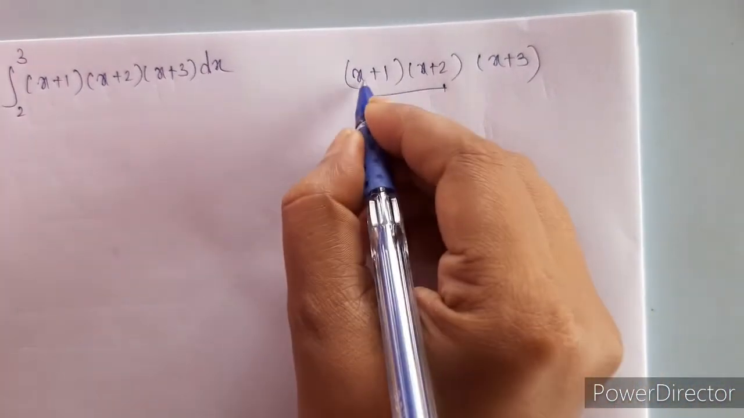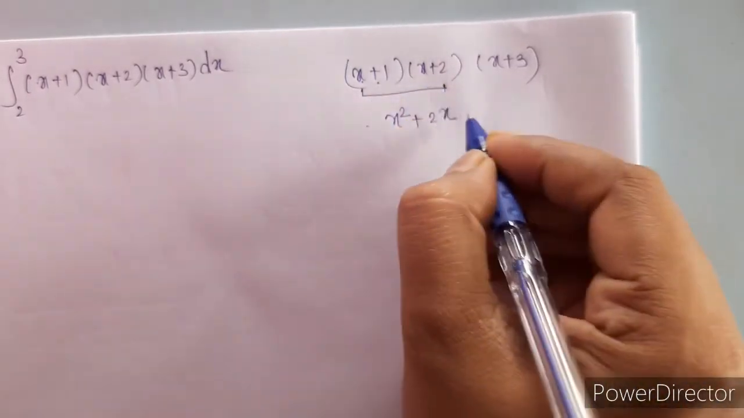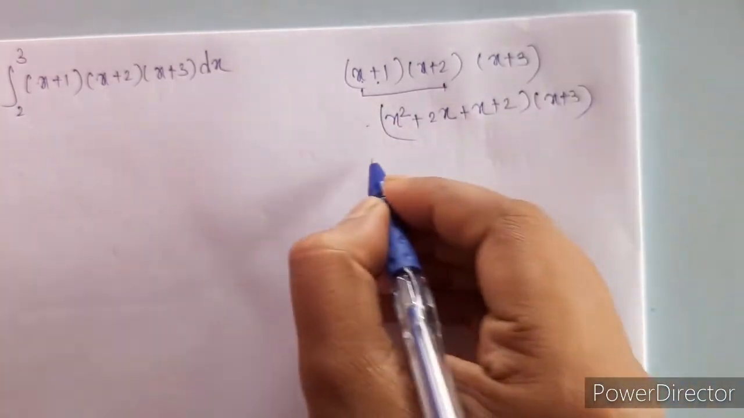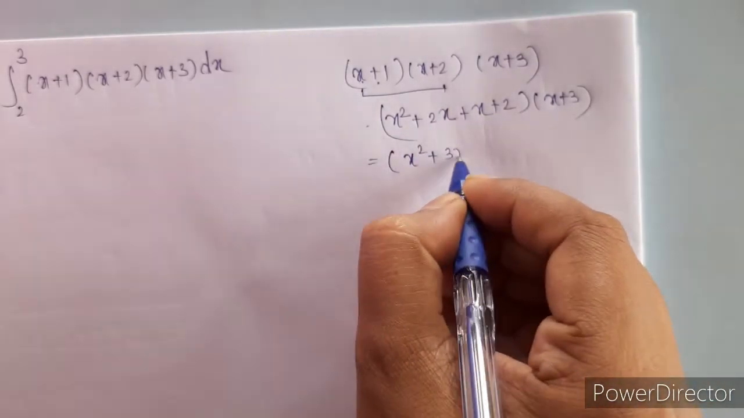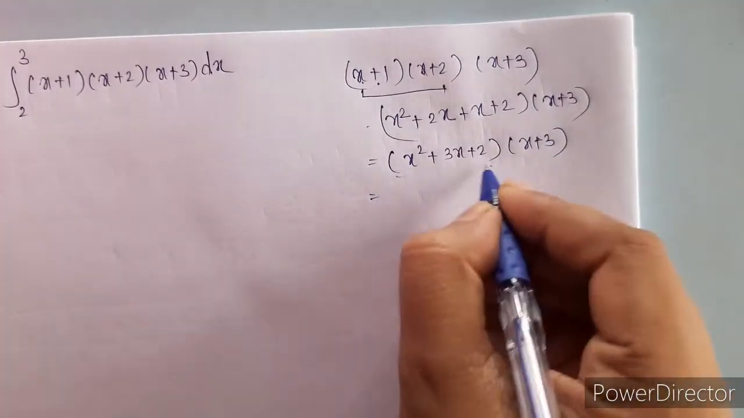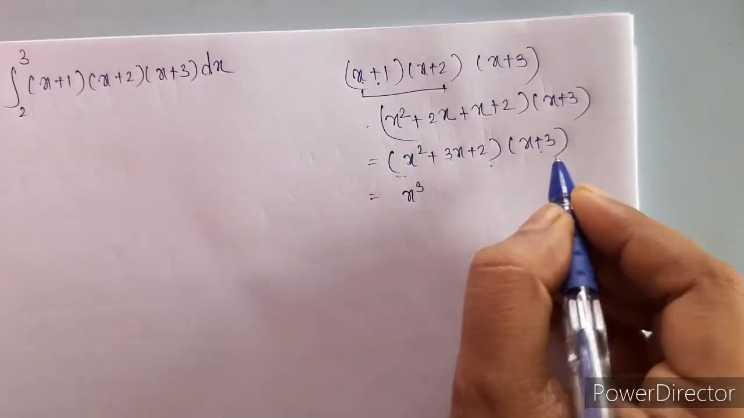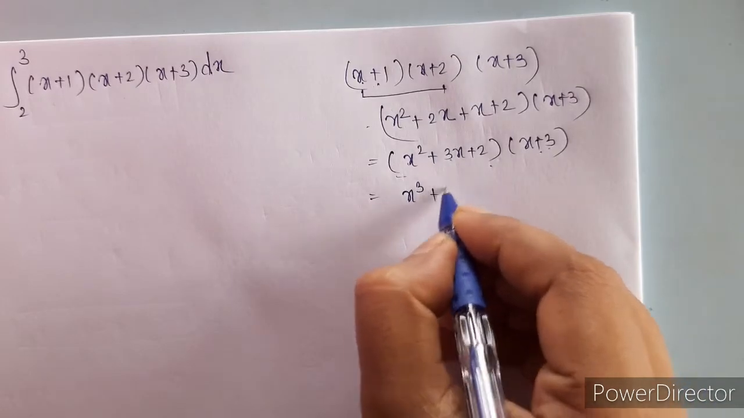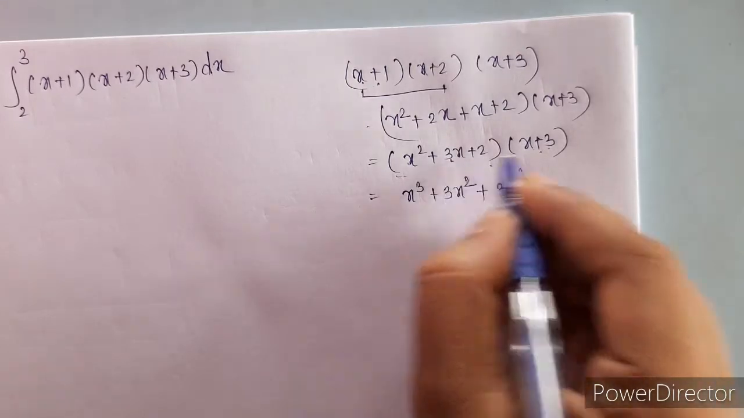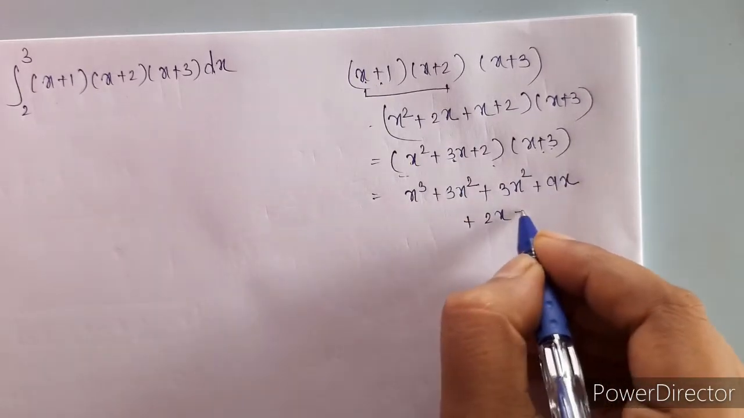So first, x into x is x square, plus x into 2 is 2x, 1 into x is x, plus 1 into 2 is 2, multiplied by x plus 3. So what we have here is x square plus 3x plus 2 multiplied by x plus 3. Now multiply this resultant bracket with the third bracket. x square into x is x cube, x square into 3 is 3x square, plus 3x into x is 3x square, 3x into 3 is 9x, plus 2x and 2 into 3 is 6.